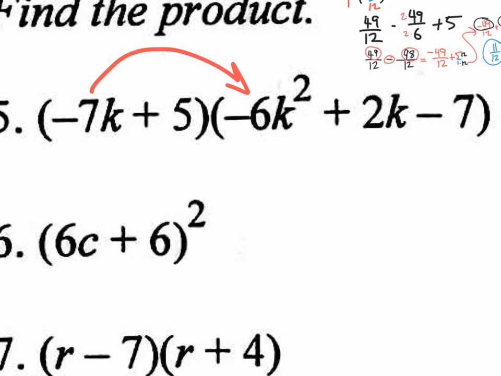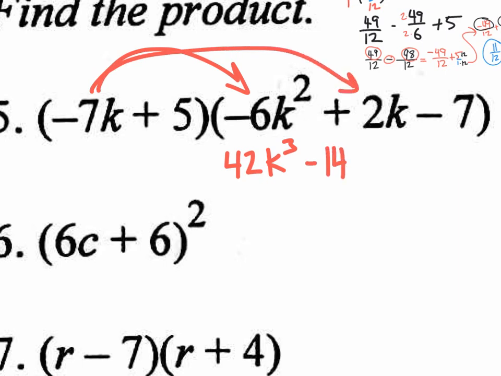What do I get when I multiply negative 7 times negative 6? Positive 42. How about k times k squared? K to the third. Okay. And then how about negative 7k times positive 2k? Negative 14k squared. Okay. And how about negative 7k times negative 7? Plus 49 with the k.